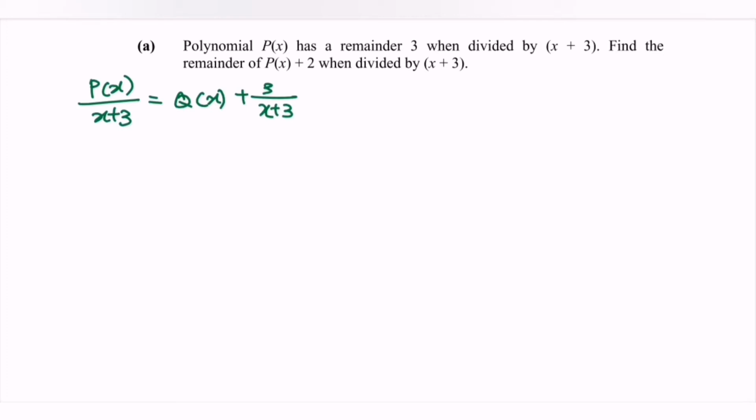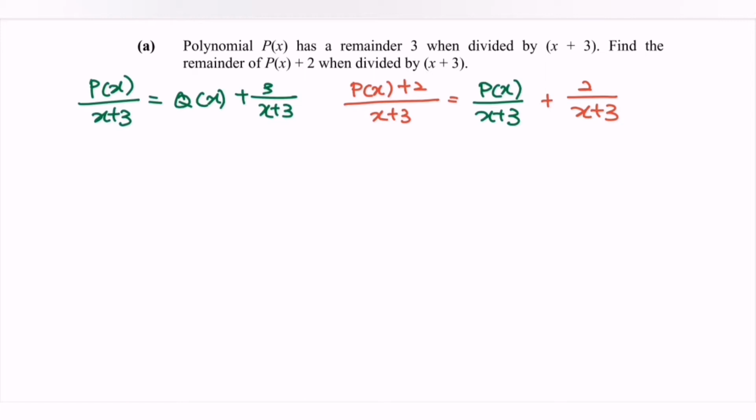Continue. Find the remainder of p(x) + 2 when divided by x + 3. For this case, again, repeat the situation. So we have p(x) + 2 over x + 3. Kindly focus on the red in color. We can split the situation. So we have p(x) over x + 3 plus we have 2 over x + 3. So that is the situation.